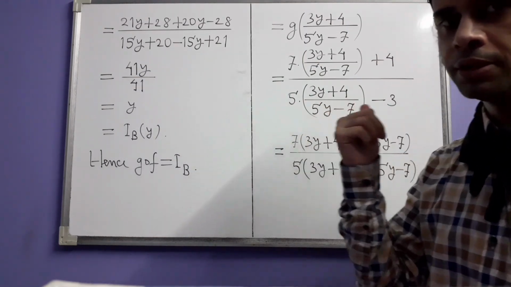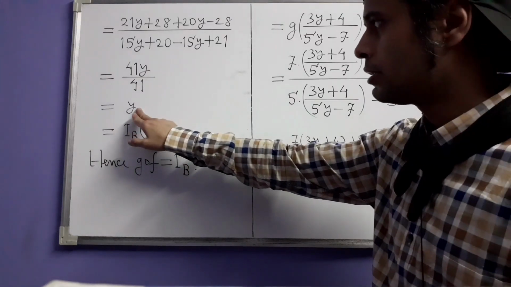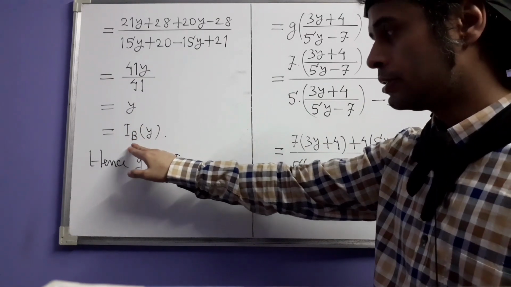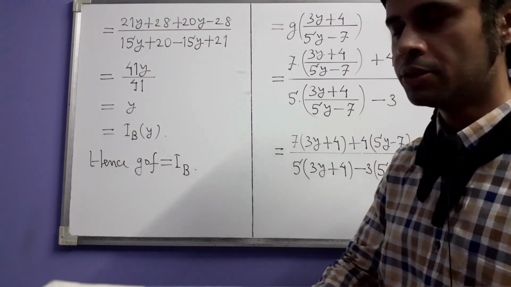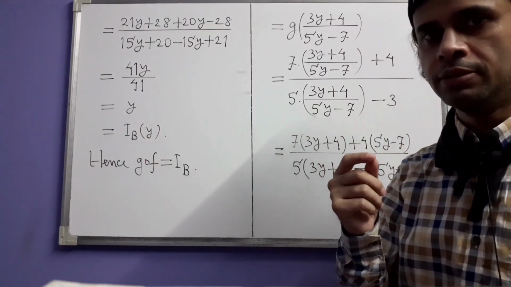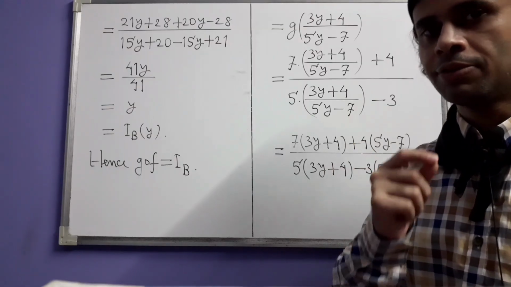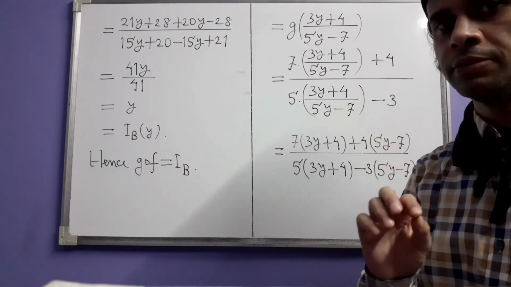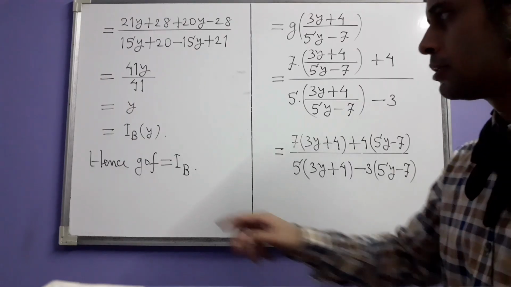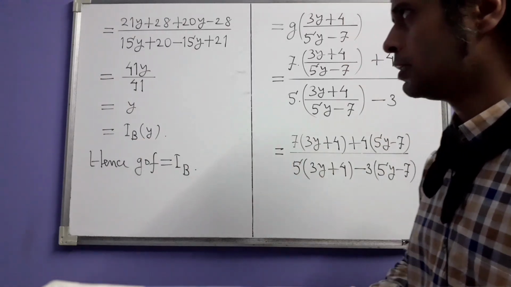So it's just like the previous calculation. So you get y, and this is equal to IB of y. Note that this is not IA because y was originally chosen from B. So you cannot apply the function IA on y because it's not necessarily an element of A. So that is why this is IB of y.